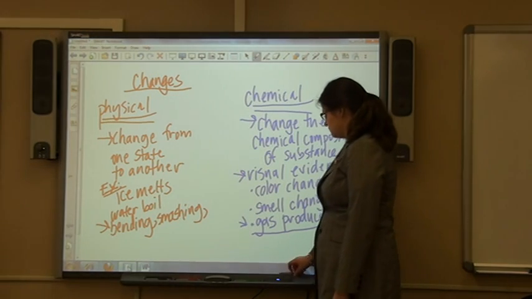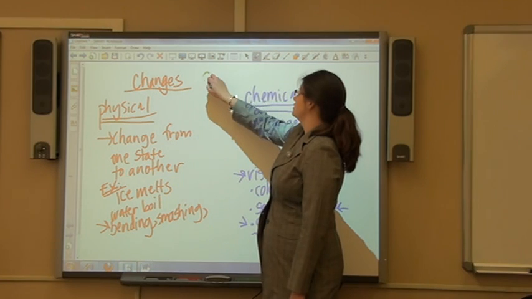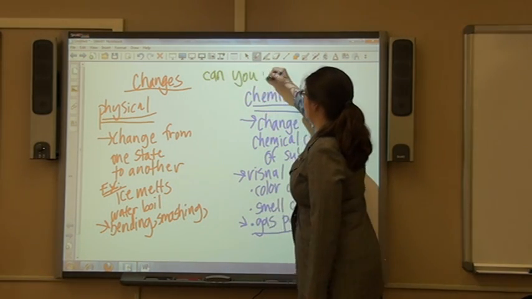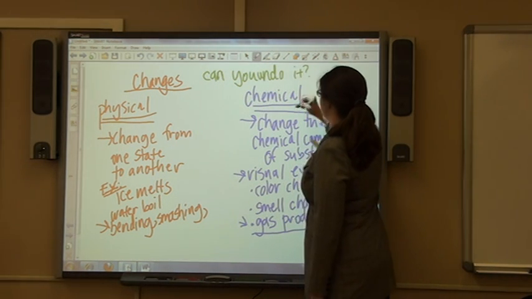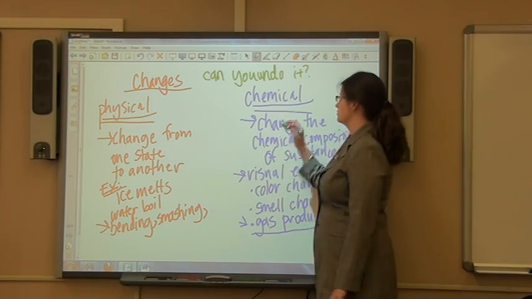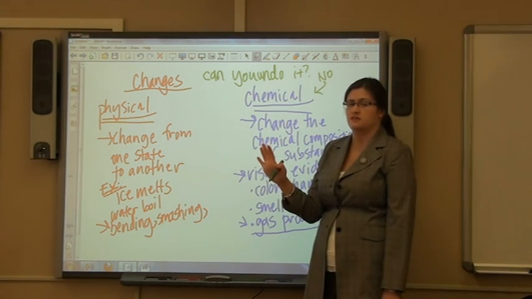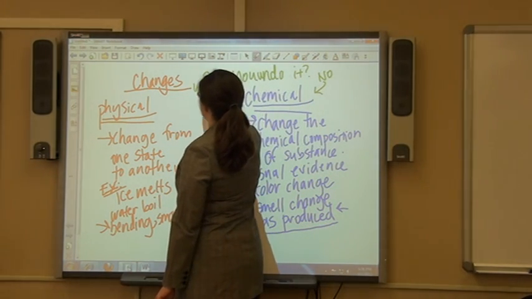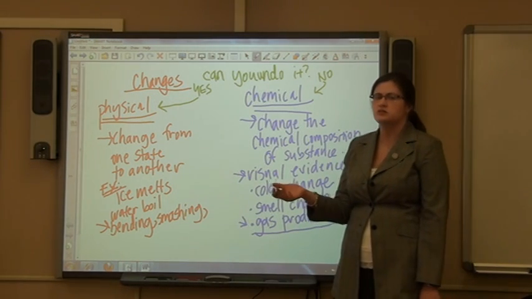The best way to differentiate between these two, chemical and physical change, is to ask yourself, can you undo it? Can you unburn toast? No. If your answer is no, you most likely have a chemical reaction. If your answer is yes, you most likely have a physical reaction. This isn't infallible, but it's a good thing to think about.